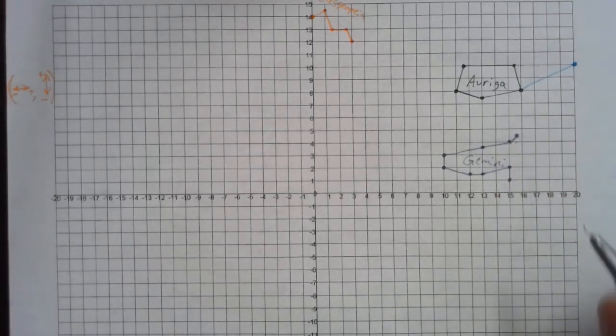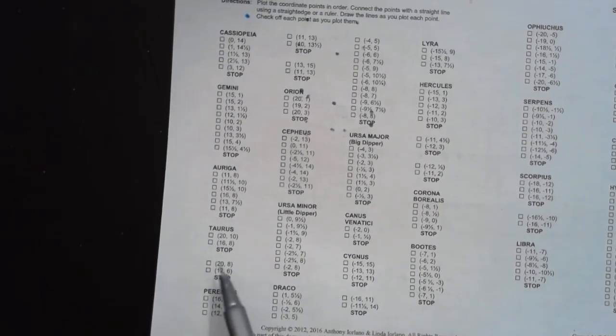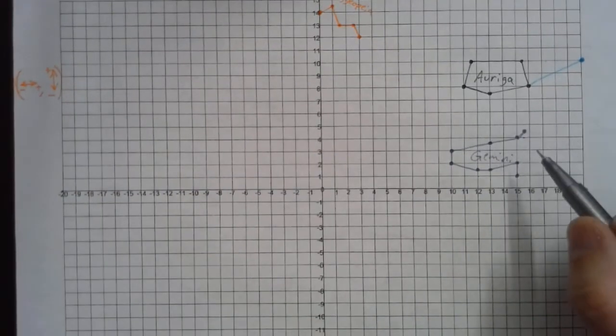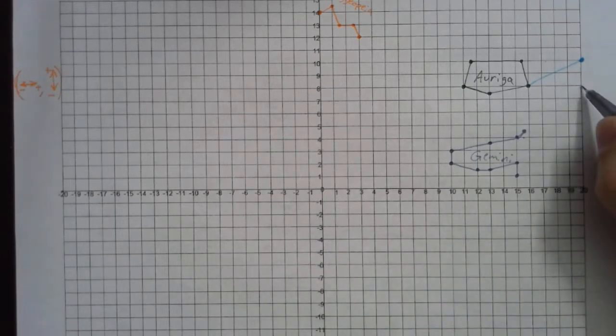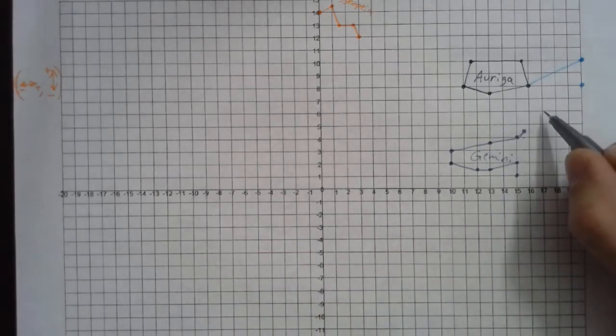Good. In the directions for Taurus, it has those two coordinates, and then it says stop. That means those two points are connected, and then the next two are connected, but we're not going to connect them to each other. They're going to stay separate. So going back over here, the second section is 20, 8. So 20 over and then 8 up, which is right here, followed by 17, 6. So 17 over and 6 up, right here.